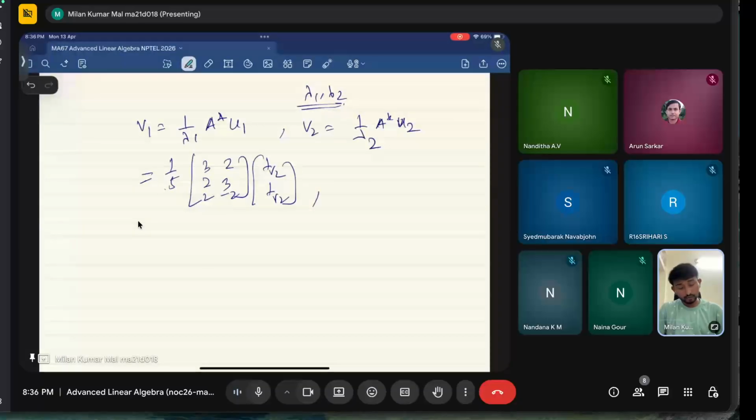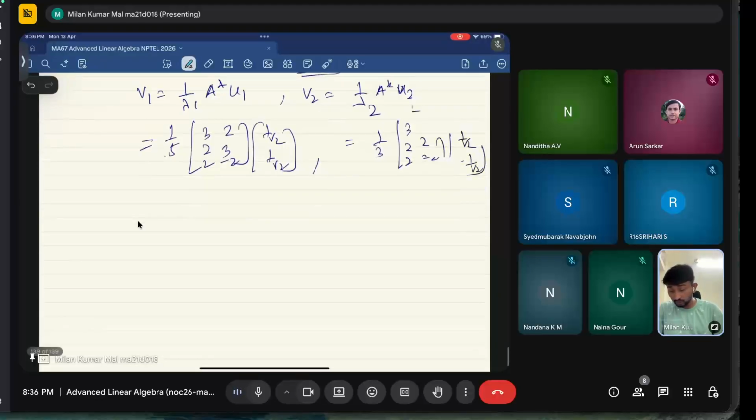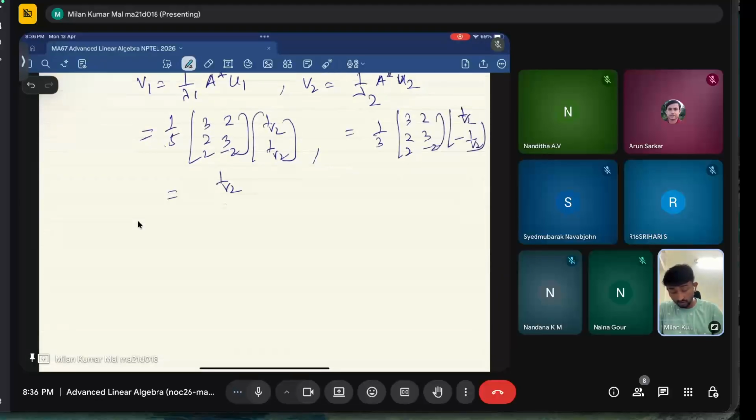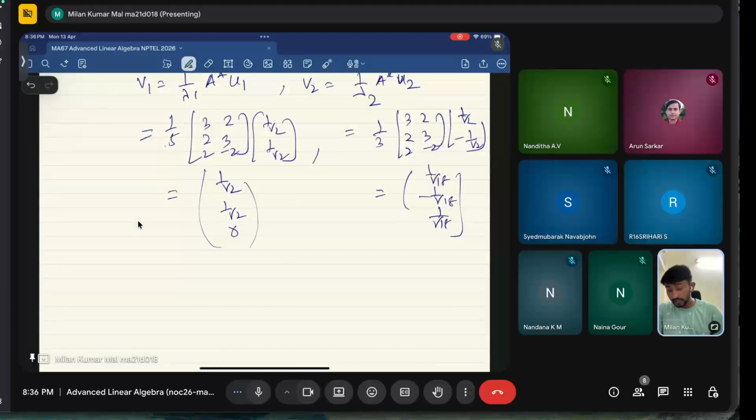And similarly V2 will be 1 by 3, with entries 3, 2, 2, 2, 3, minus 2, and this is going to be equal to 1 by square root of 2, 1 by square root of 2, and 0, which is equal to 1 by square root of 18, 1 by square root of 18, minus 1 by square root of 18. This is what it is.